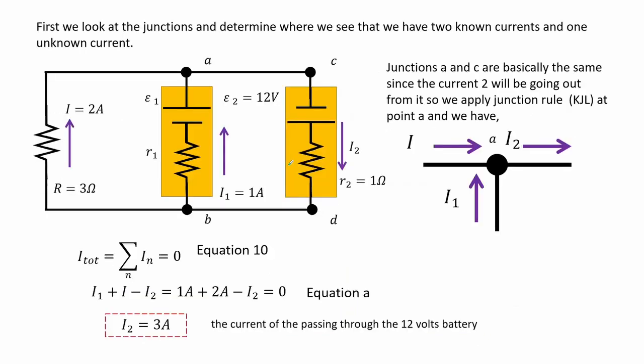First we look at the junctions and determine where we have 2 known currents and 1 unknown current. Junctions A and C are basically the same since the current 2 will be going out from it, so we apply the junction rule, KJL, at point A and we have equation A. The current through the second EMF is 3 amperes.